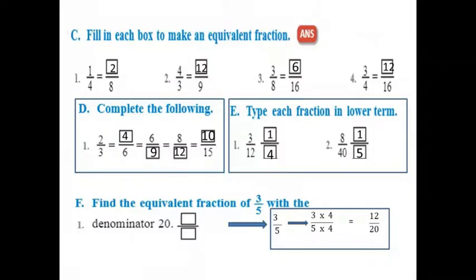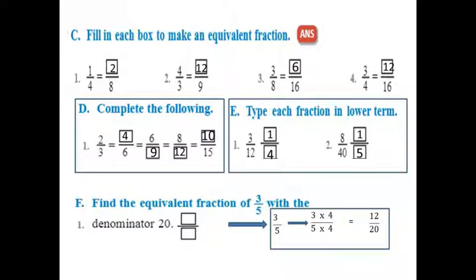Let us see the next sum in exercise 4.1. Fill in each box to make an equivalent fraction. Here 1 by 4 is given and the equivalent fraction, the denominator is given but numerator is not given. So in the denominator you have 8. So 4 multiplied by what will give you 8? So it is 2. So 4 into 2 is 8. So you multiply 2 in the numerator also. So 1 into 2 is equal to 2. So the equivalent fraction for 1 by 4 is equal to 2 by 8.